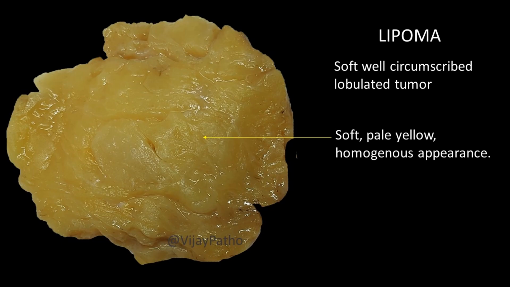Next is lipoma. This is a benign tumor, as you have learned in your general pathology. It is well circumscribed. Sometimes you can see the capsule there. It is well encapsulated, and the cut surface is homogeneous. It's yellowish, right? There's no area of hemorrhage or necrosis seen here.